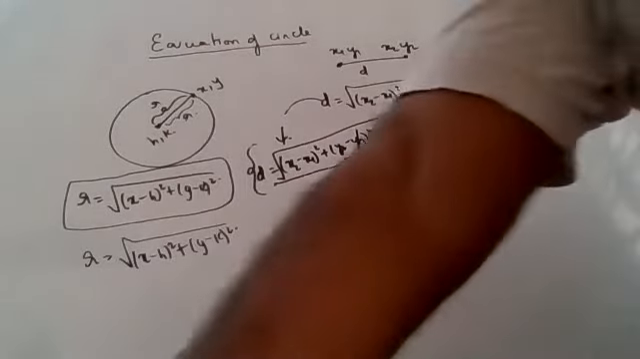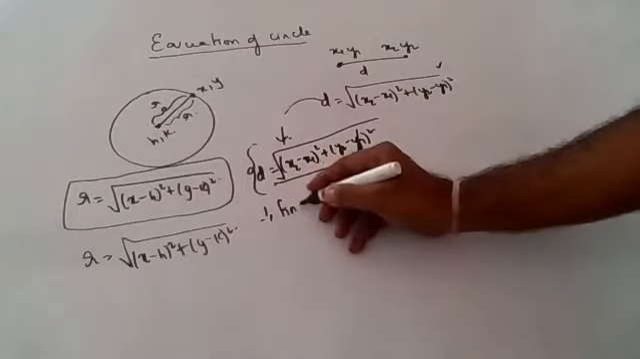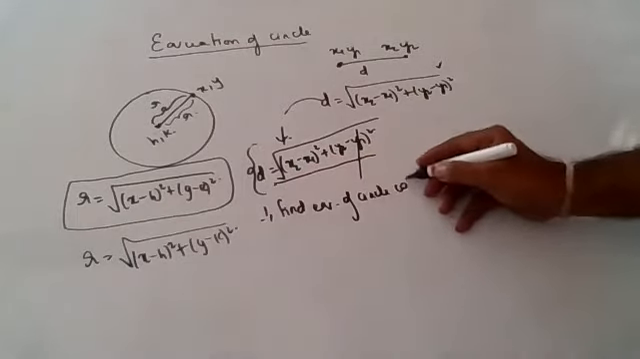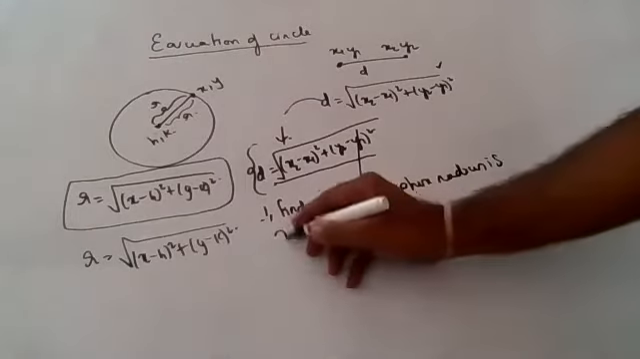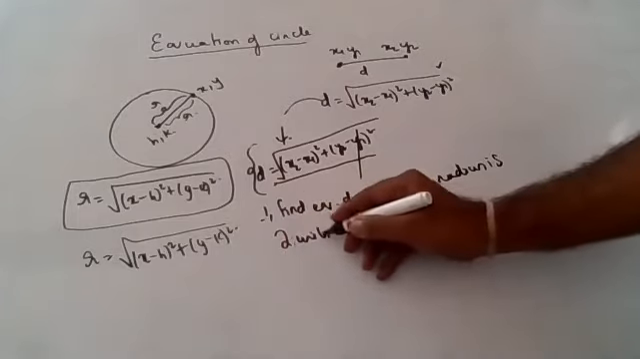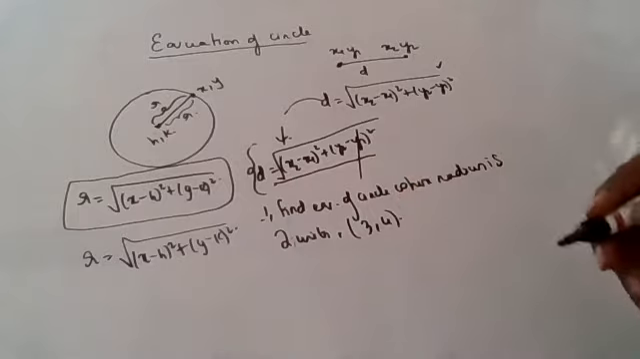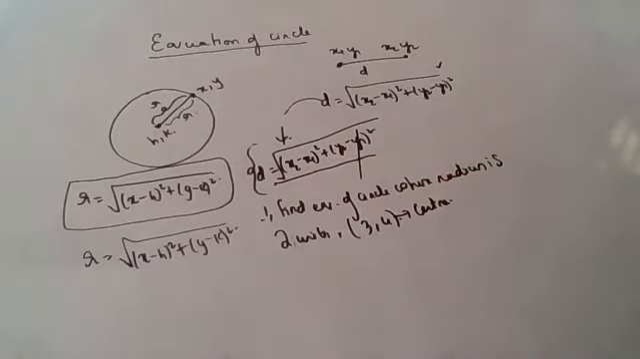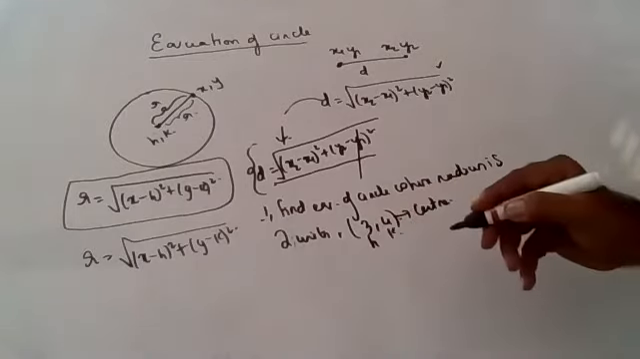Okay, now numericals. How will the numericals be? One question I will show you, children. Find the equation of a circle whose radius is 2 units and the coordinates of the center are 3, 4. So this is h, this is k.